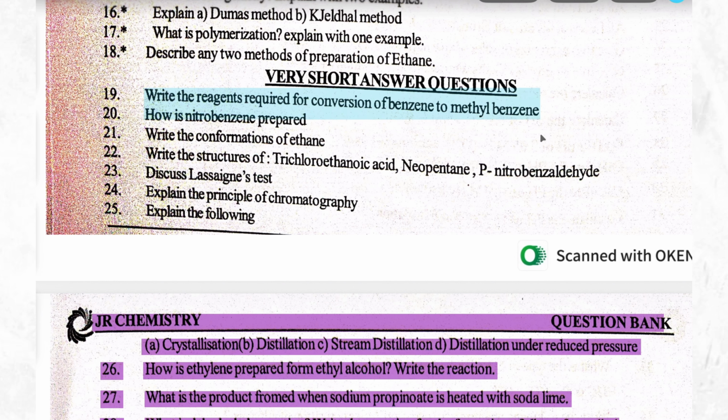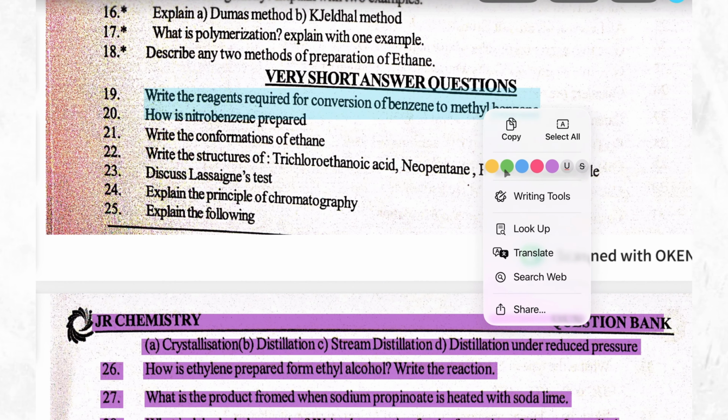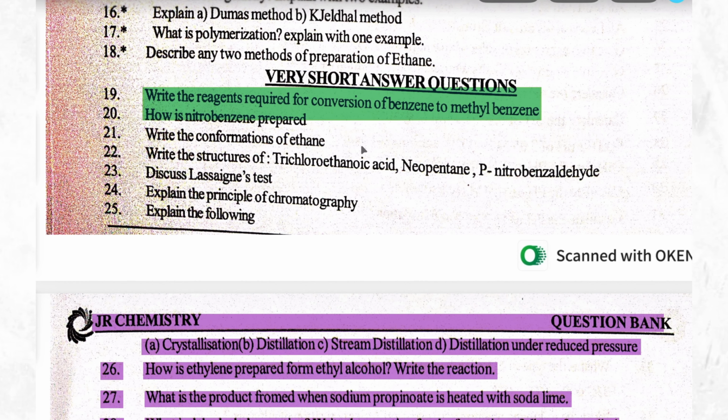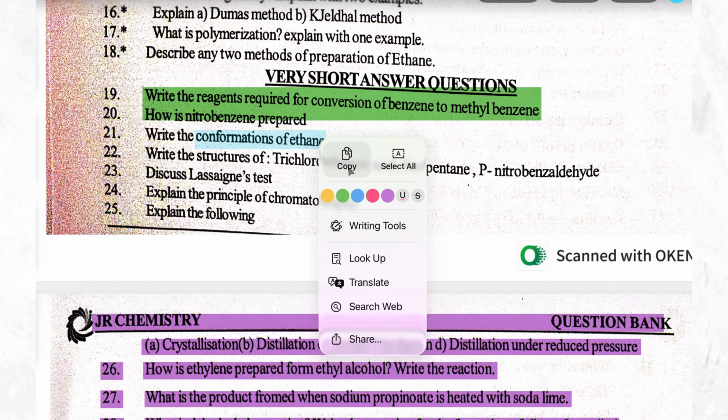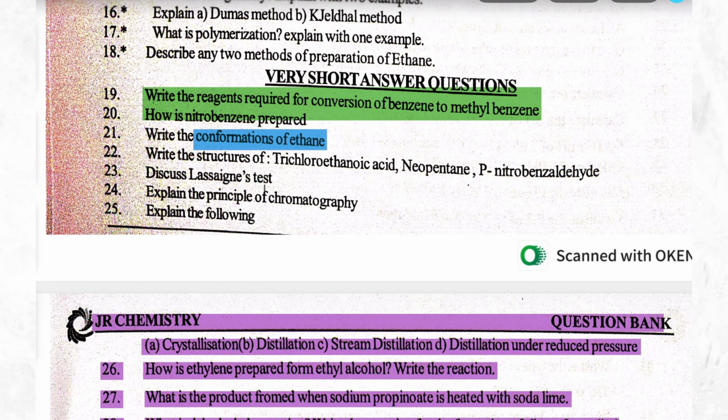How to convert benzene to methyl benzene? Just now we discussed. A gives rise to B, B gives rise to C. So some of these questions are very easy because they interlink one topic with another topic, right? So this is also important. And one more: how nitrobenzene is prepared. Nitration. Next one, conformational isomerism of ethane, staggered and eclipsed, two conformations.